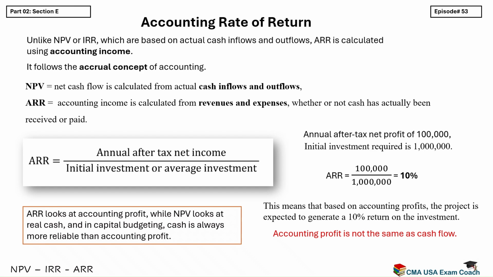That's why NPV gives a more accurate measure of the project's real value, while ARR only reflects profitability on paper, based on accounting rules. So the key difference is ARR looks at accounting profit, while NPV looks at real cash, and in capital budgeting, cash is always more reliable than accounting profit.